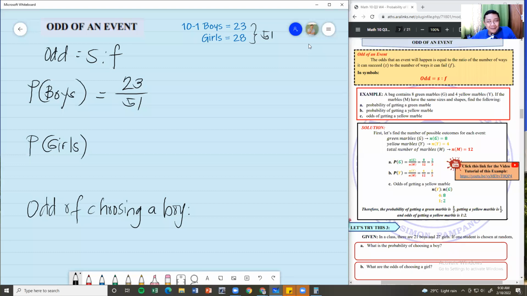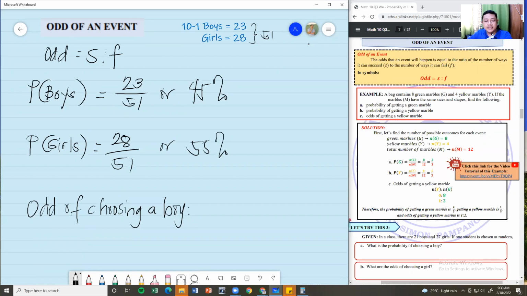Okay. Susunod. What is the probability of choosing a girl from the class of 51 learners? 51 tayo, ha? Kasi 23 and 28 tayo. Okay. So that is 28 over 51. Or actually, this is 45%. Dito naman, this is 55%. Okay, that's it. Okay na?